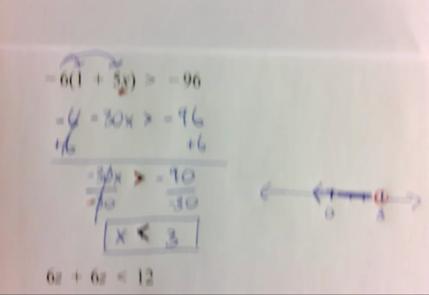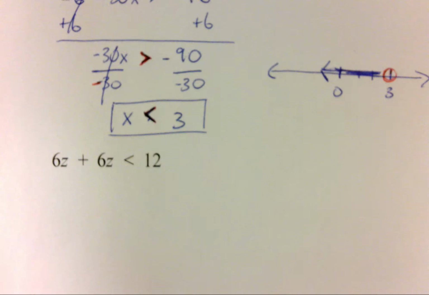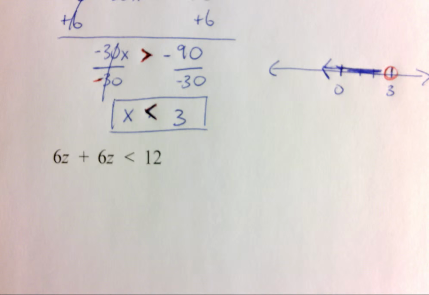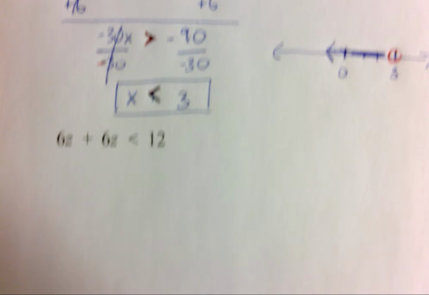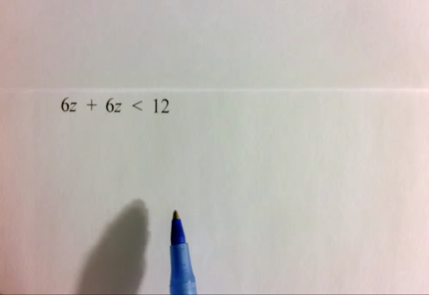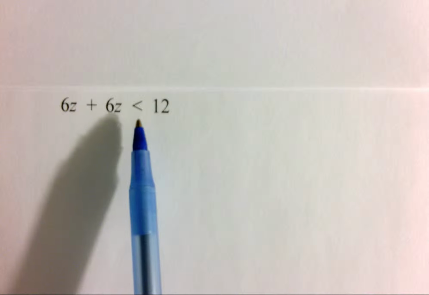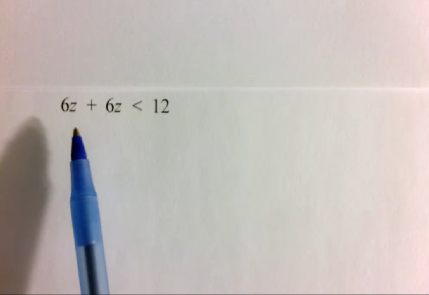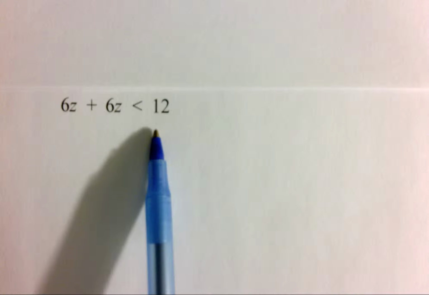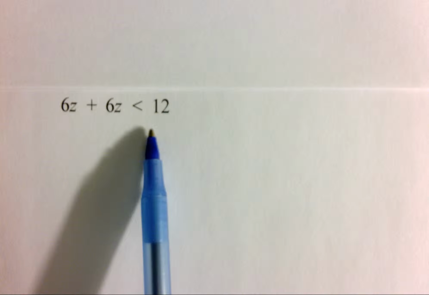Let's consider our next example. We have here 6z plus 6z is less than 12. All right. So again, before I consider moving across my symbol here, I'm going to make sure both sides are already simplified. Now, 12 is simplified. That's just 12. I can't do anything with that.